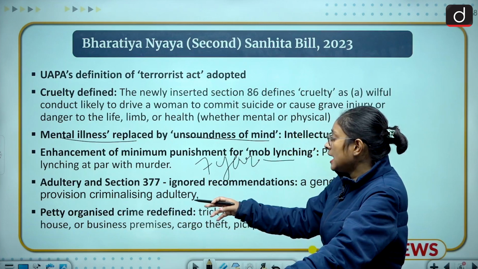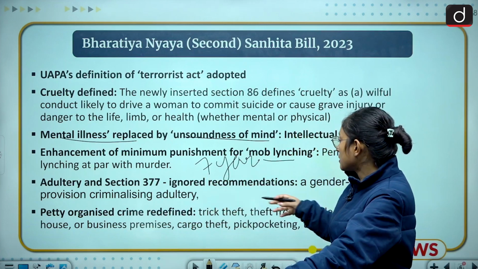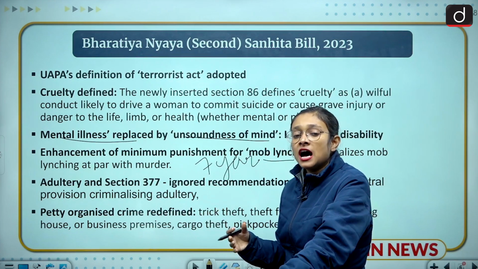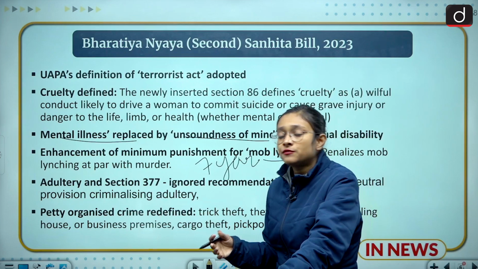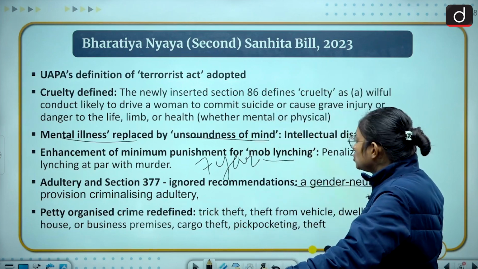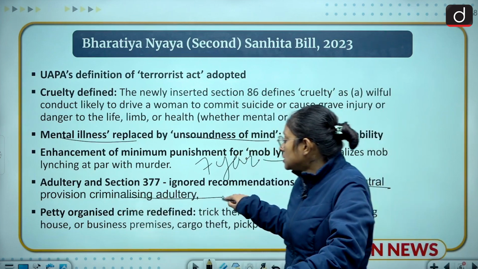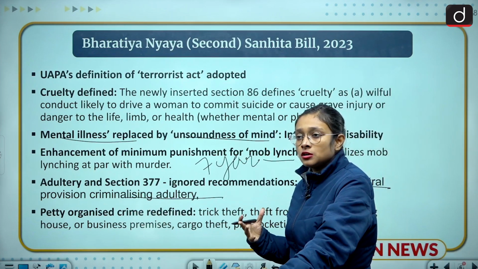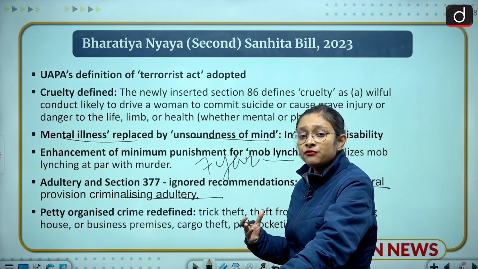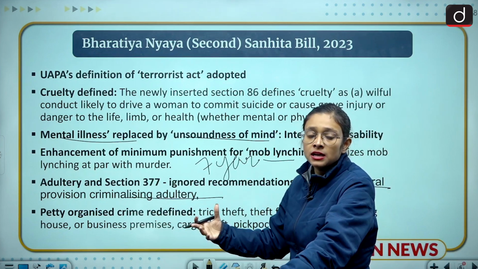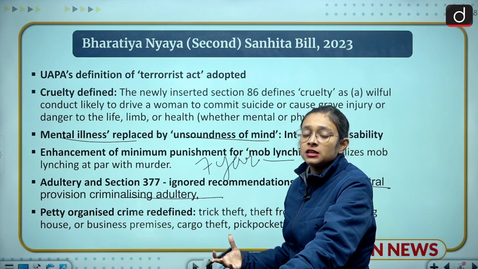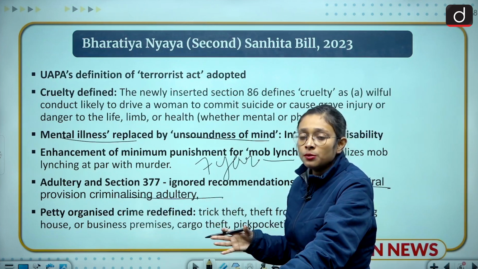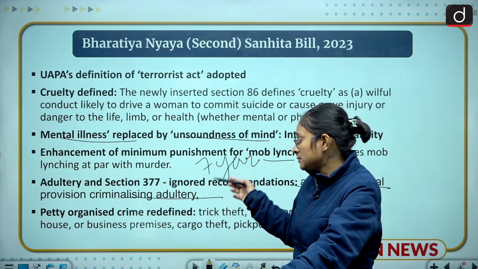And adultery and section 377: the recommendation was ignored. In the earlier version it was asked that there should be a gender neutral provision and criminalizing of adultery, but this provision has been ignored, because many experts have said, if a man is raped by a man, what is the legal remedy for that? So they had suggested that gender neutral terms should be used, but this recommendation has been ignored.